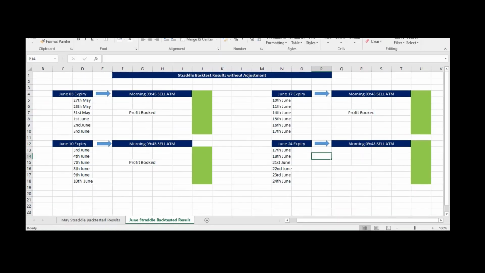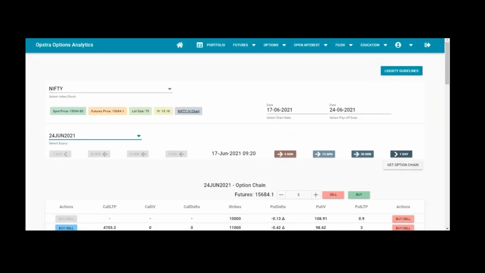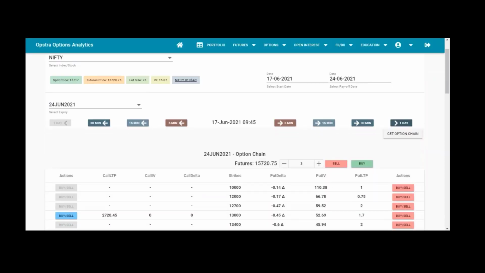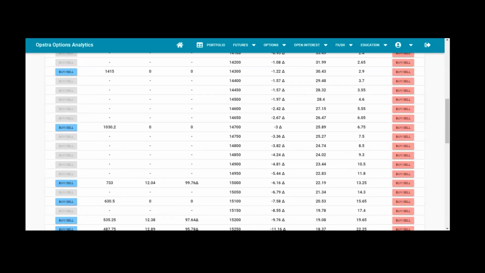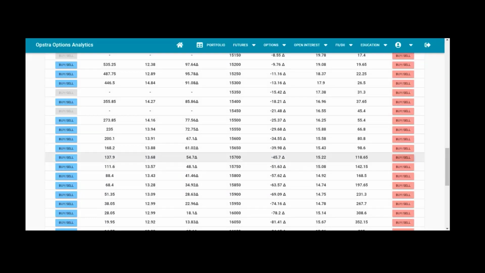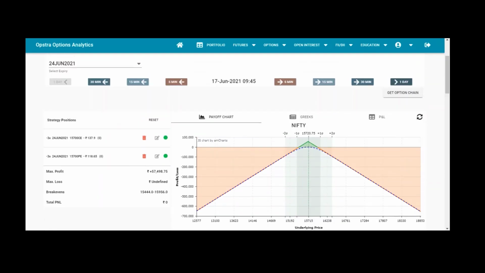Okay, so now let's implement the same thing for the June 24th expiry, and let me go to Opstra. I have already selected the 24th June expiry here, and the payoff date is 24th June, and this 17th June is the date where we need to implement the straddle. Then we need to go to 9:45 time here, and then get the option chain. What is the future price? 15,720, which is near to 15,700 again. So I will sell 3 lots of call option and 3 lots of put option. Okay, that's it.